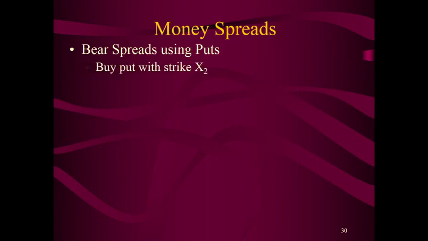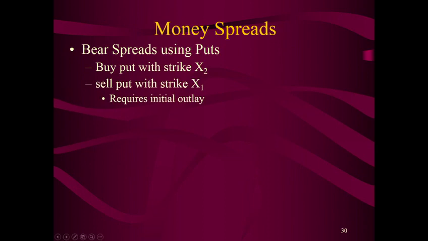Now we can also do the same thing using puts as well. So we've looked at a bull spread and a bear spread using calls. We can also look at the same thing using puts. So let's look at a bear spread using puts. So again, you buy a put with a higher strike, you sell the lower strike. Okay? Now as compared to a bear spread using calls, where you receive money, with a bear spread using puts, you're going to pay money. Okay? Everyone understands why?